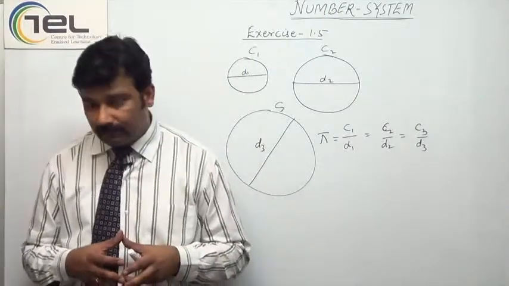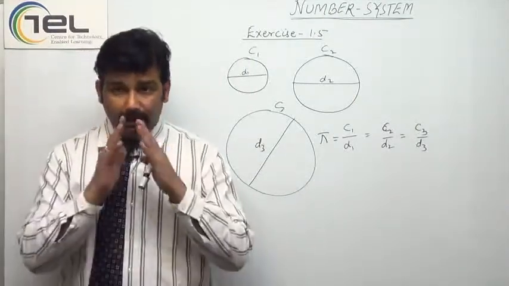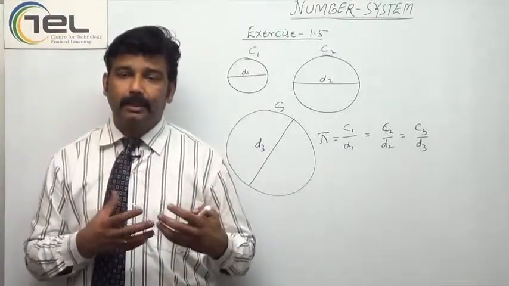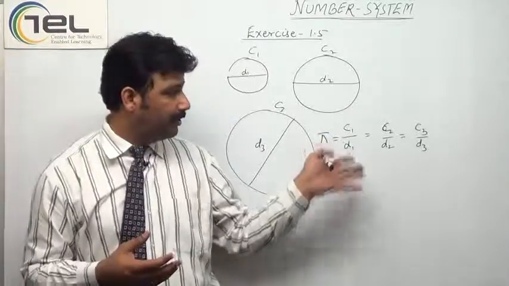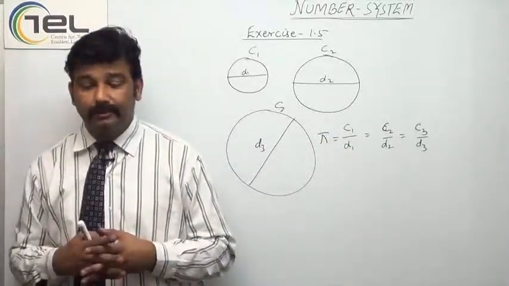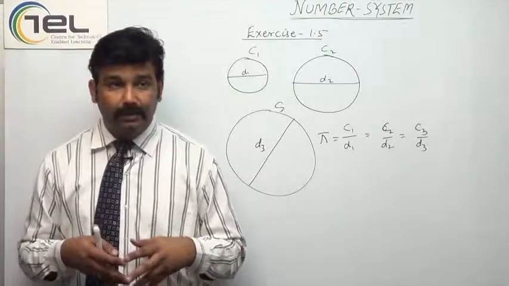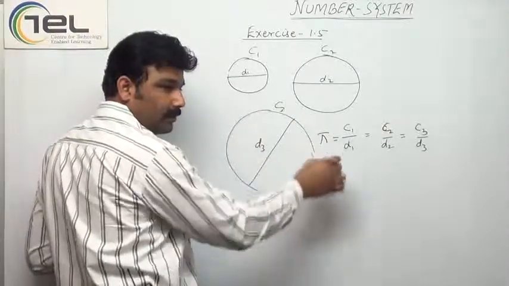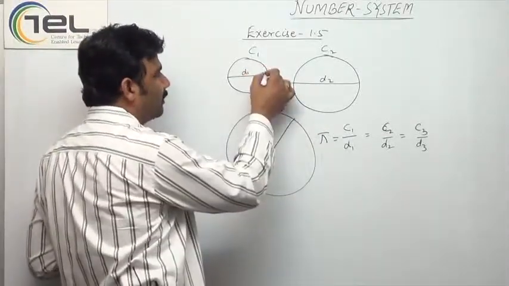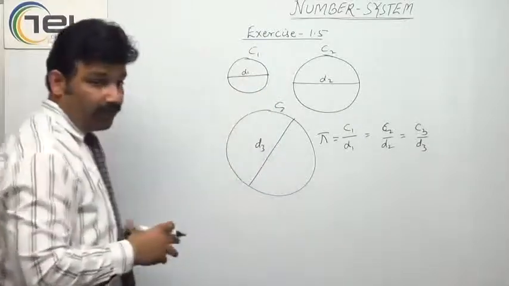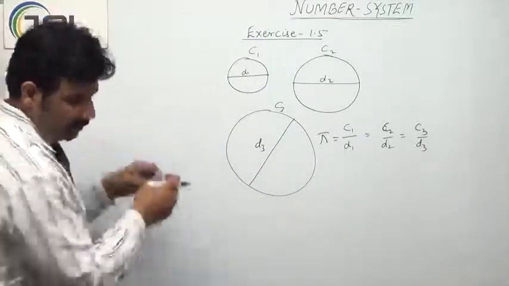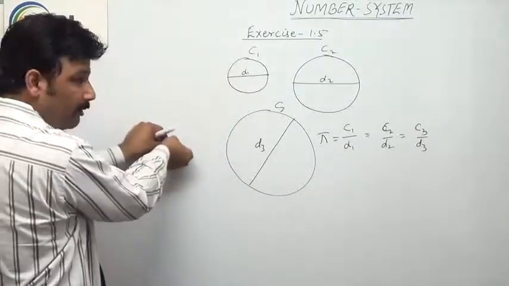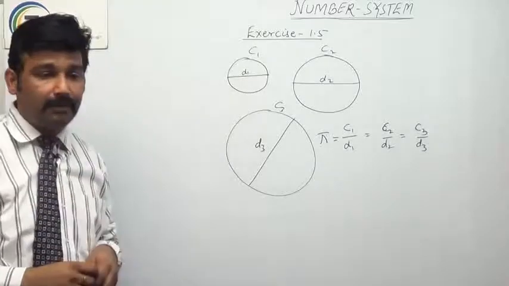See, the contradiction is not like this. Pi should be irrational because c upon d is supposed to be a rational number. But what is happening here is, if you are measuring this length, let's say I measure this length from here. This is not what I'm calculating. What I did is, let's say I have taken a thread, and with that thread I draw a circle and measure the diameter.